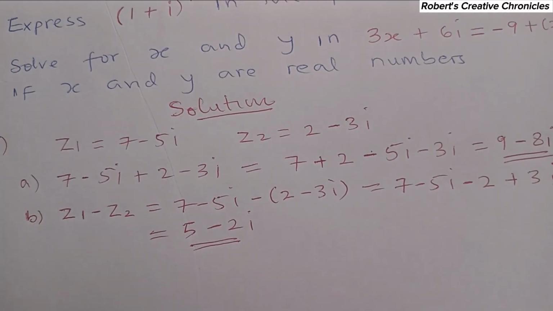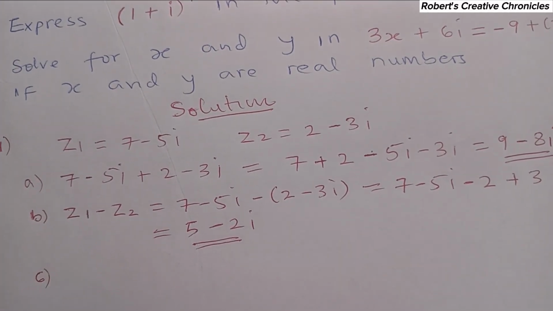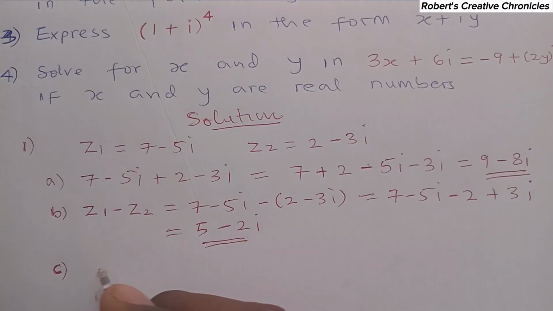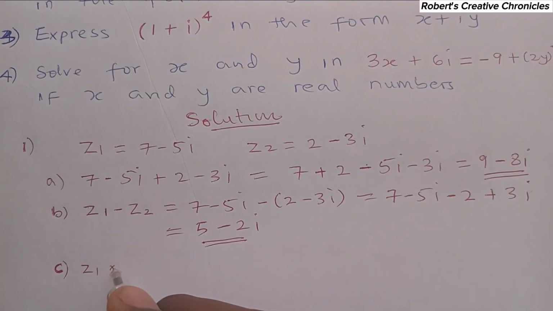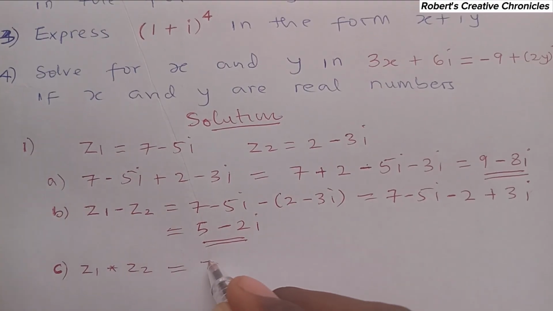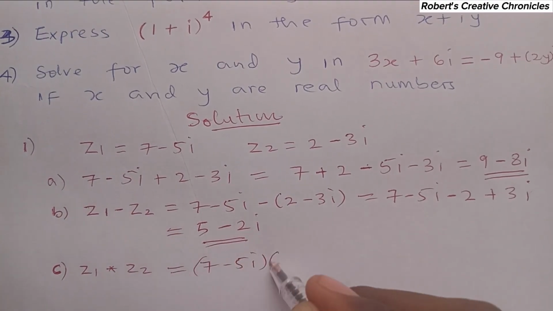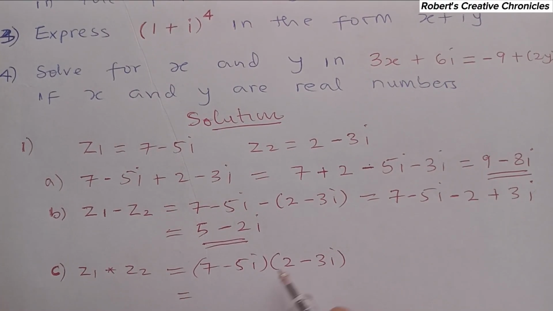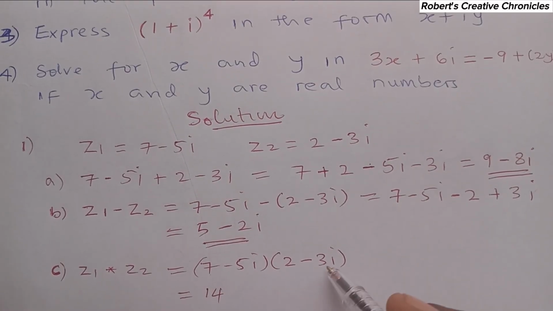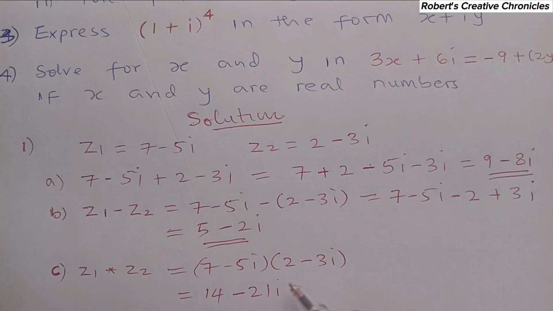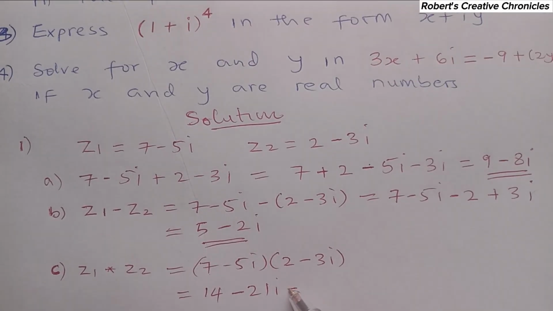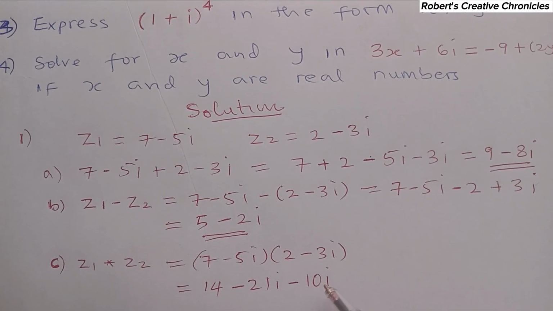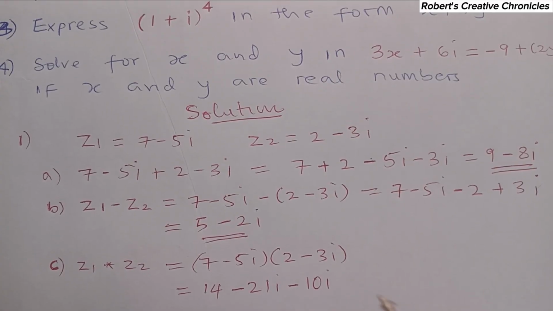So let's move to the third, maybe the C part. The C part is z1 multiplied by z2. So it will be 7 minus 5i multiplied by 2 minus 3i. So this becomes 7 times 2, which is 14. This times this is minus 21i. This times this is minus 10i. This times this is minus times minus, which is plus. 5 times 3 is 15.